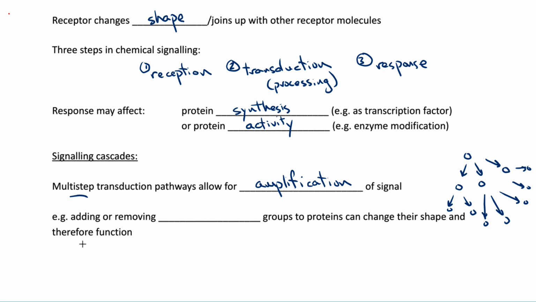pathways. Of note, adding or removing charged phosphate groups to proteins can change their shape by making them more hydrophilic when perhaps they were more hydrophobic before. And remember that proteins, especially enzymes, their function is dependent on their shape, so changing their shape by adding or removing phosphate groups can change their function as well. So signaling cascades, something like this, are these multi-step processing or transduction pathways that allow for amplification in the signal. We'll look at some examples in the next lesson.